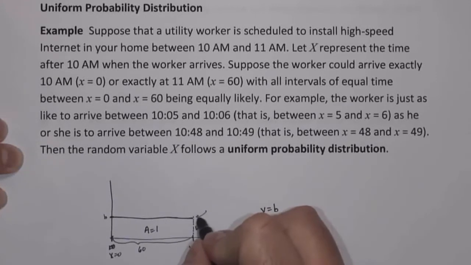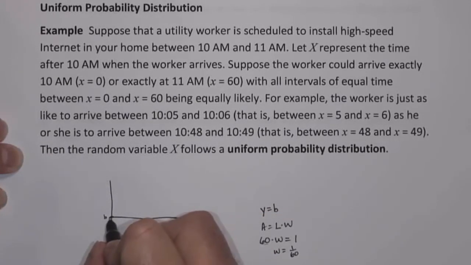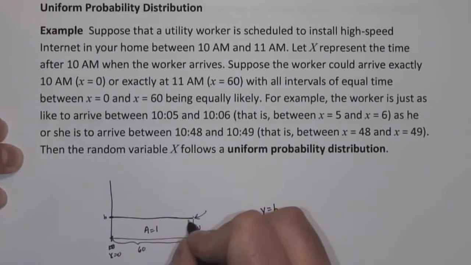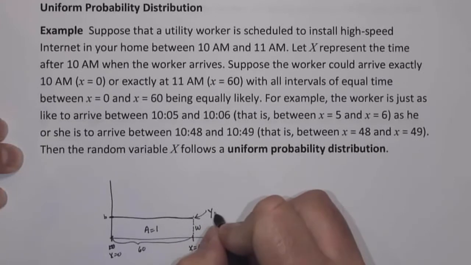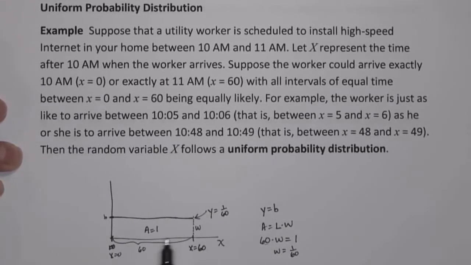In other words, that has to be at a height of 1/60th, which means it's crossing at 1/60th up the y-axis. So the equation of this horizontal line has to be y equals 1/60th. Now we know the uniform probability distribution. This is our probability density function, and we can use that to answer the questions.